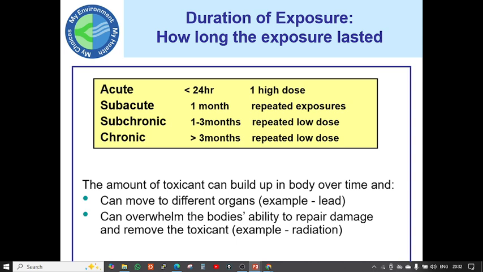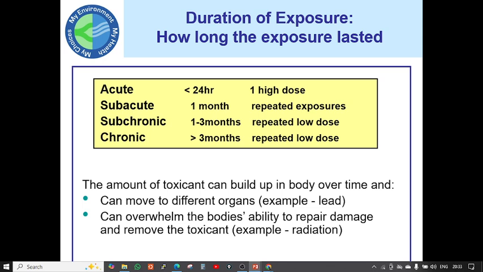Then how long the exposure lasted? Once you consume a toxic substance, or it somehow enters your body, then how long the response lasts. There are two kinds of response, acute and chronic. Acute and chronic are two types of response, but there are another two types, subacute and subchronic, which are intermediate between acute and chronic.